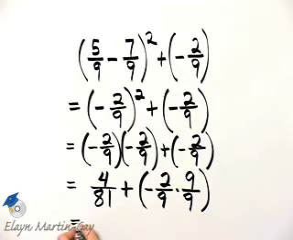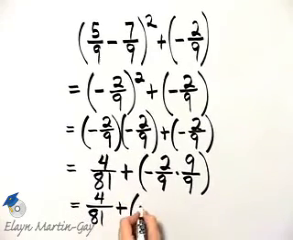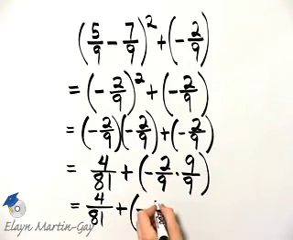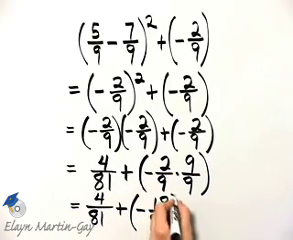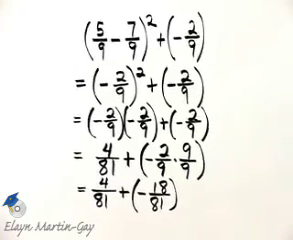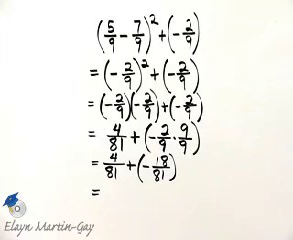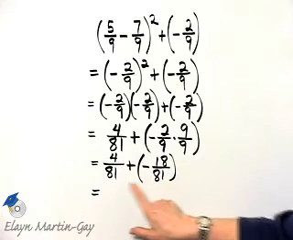So let's see what we have. We have 4 over 81 plus, and then that's negative, 2 times 9 is 18, over 9 times 9 is 81. And now I'm ready to add these 2 numbers with unlike signs. And remember, when you add them, you actually take the number with the larger absolute value and subtract the one with the smaller absolute value, because these have unlike signs.